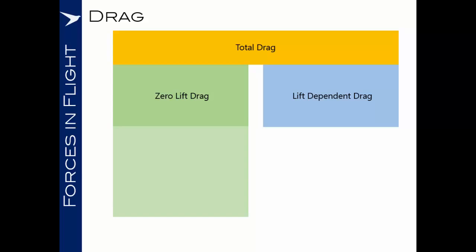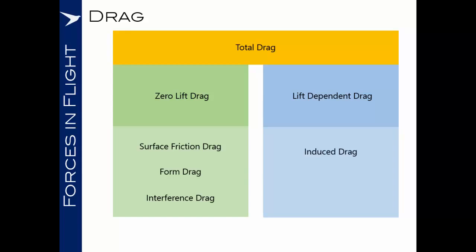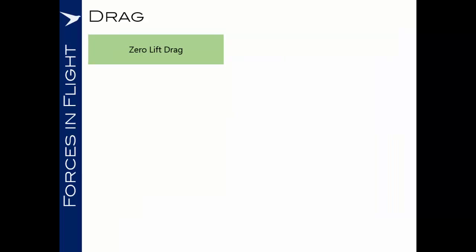Zero lift drag is split down into several components: surface friction drag, form drag, and interference drag. Lift dependent drag is also split into components which are induced drag and increments of the zero lift drag. Let's look at each of these forms of drag in a bit more detail. So firstly, zero lift drag.